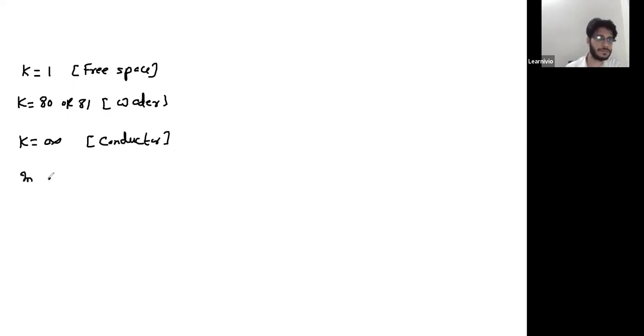In general, your K is greater than or equal to 1. Usually, for neutral media, the value of K is not less than 1. Its value is less than 1 for plasma or plasma-type media, which are charged media. But in your syllabus, we will not deal with charged media. We will deal with only neutral media, and for neutral media, the value of K is greater than or equal to 1.